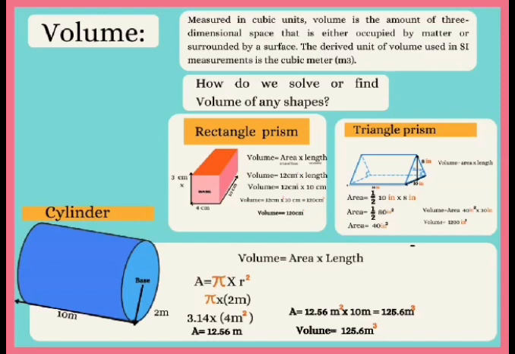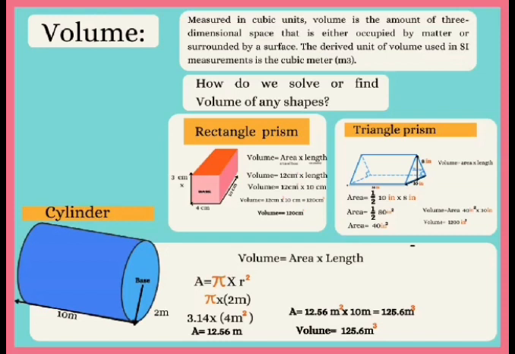So let's proceed to the length. The length would be 10 centimeters. So here's the length, 10 centimeters. So what we'll do next is to times 12 centimeters squared times 10 centimeters. So 12 centimeters squared times 10 centimeters is equal to 120 cubic meter. So our volume is 120 cubic meter of the rectangle prism.